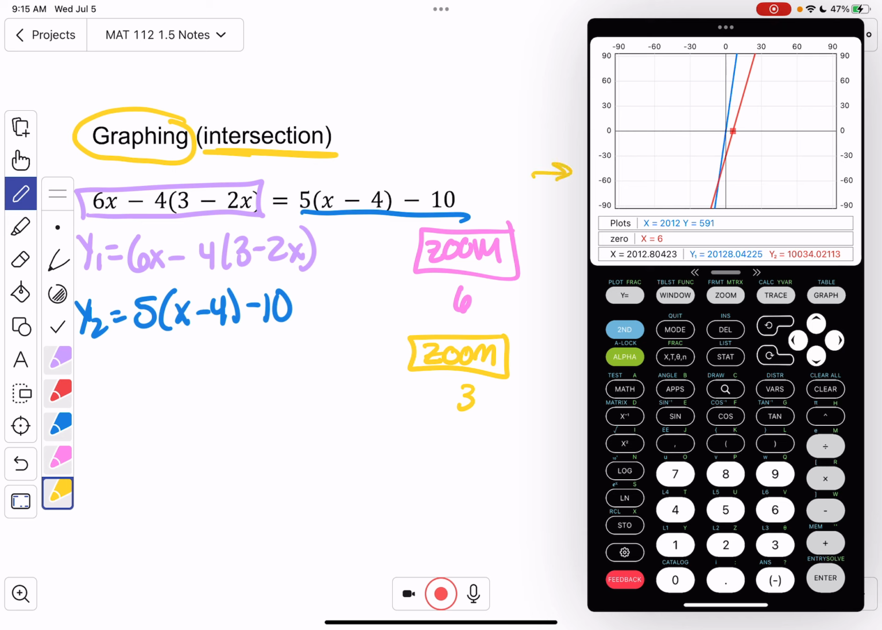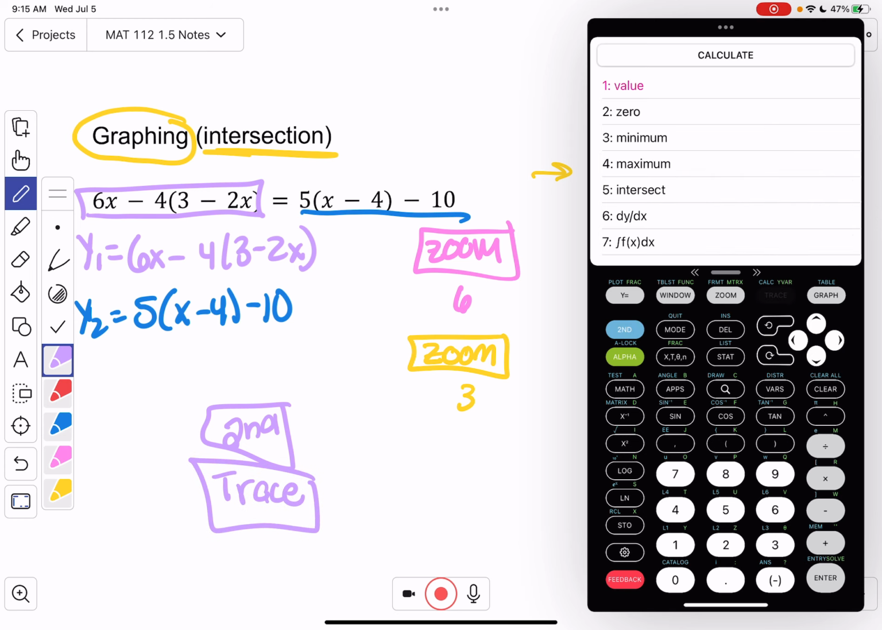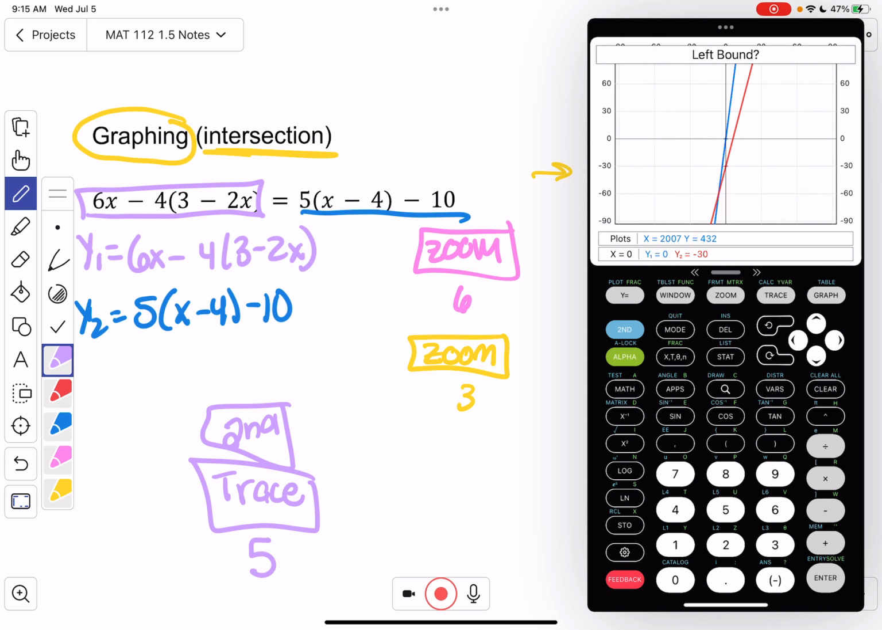And the calculator, we're going to use it to tell us where. So we're going to hit second, which is the blue button. We're going to hit trace, which is in the top row, close to the graph button. So second trace. And then we're going to choose number 5, intersect. Then your calculator is going to say first curve, second curve, third curve. So you're just going to hit enter to each thing.